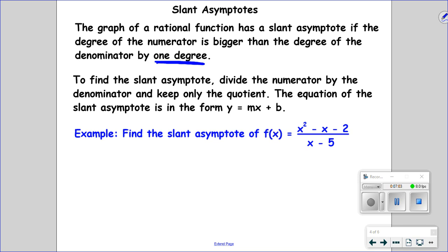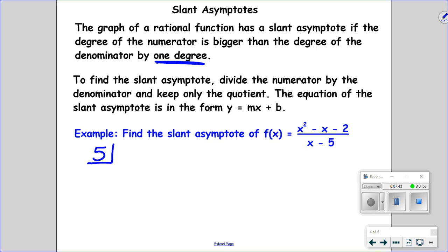Okay, so here's an example. Find the slant asymptote of f of x, which equals x squared minus x minus 2 divided by x minus 5. So to find the slant asymptote, we basically have to divide the polynomials. Now, you could always do long division, or in this case, we could actually do synthetic division, since we're dividing by x minus 5. To me, synthetic division would be the quicker way. Okay, so to set up my synthetic division, since I'm dividing by x minus 5, I'm going to flip that sign.